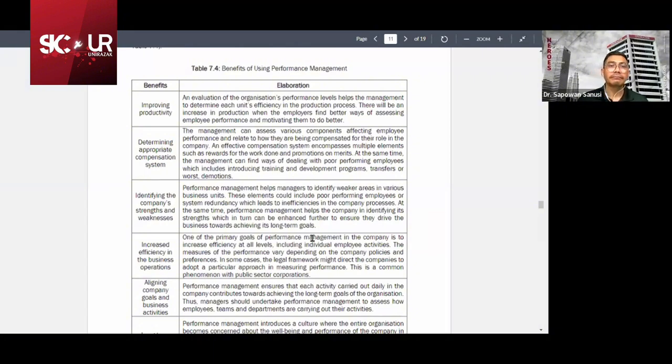And then, determination of the compensation system. Where does it come from? It comes from productivity improvement. Then identifying the company's strengths and weaknesses. What analysis do you do on the strengths and weaknesses of the employee? You know the inventory side. You know inventory. What is your strength? What is your weakness?